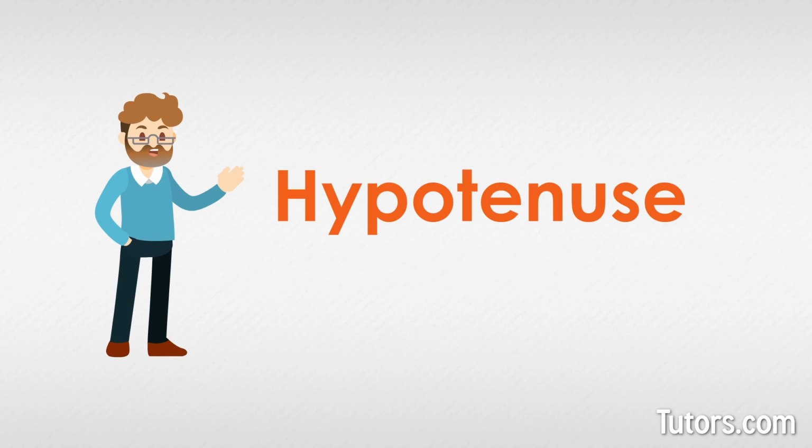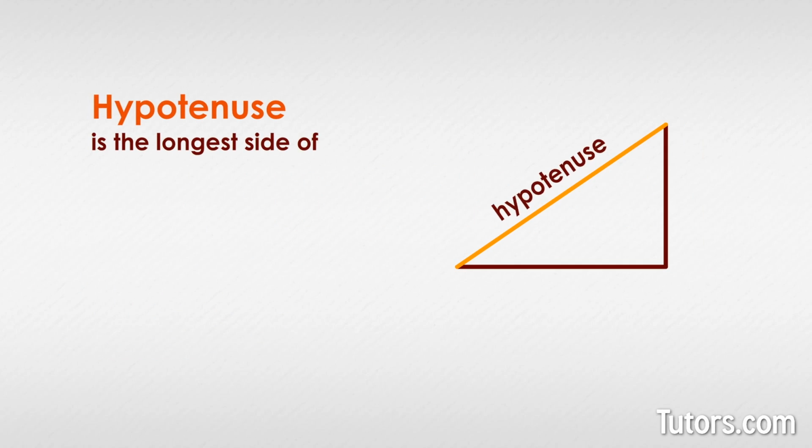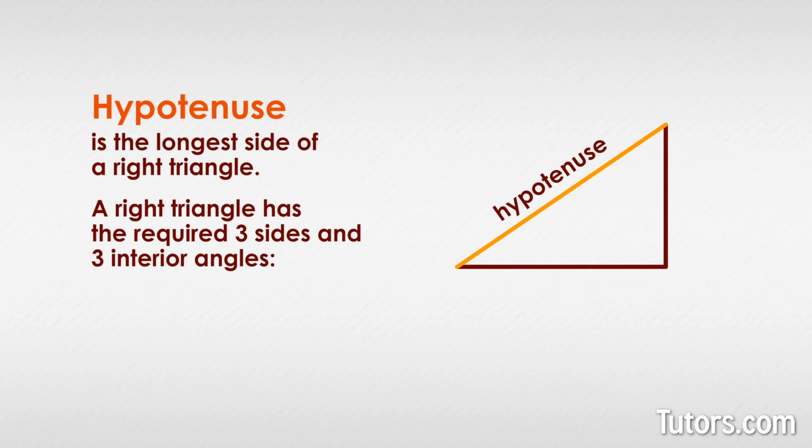Today's lesson is about the hypotenuse. The hypotenuse is the longest side of a right triangle. It has some interesting properties and is useful in both geometry and trigonometry. A right triangle has the required 3 sides and 3 interior angles.